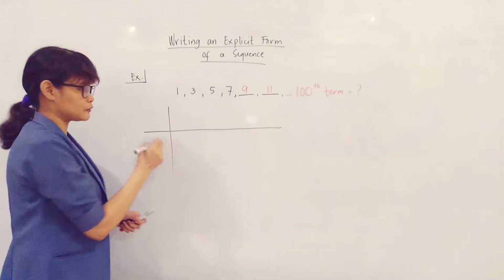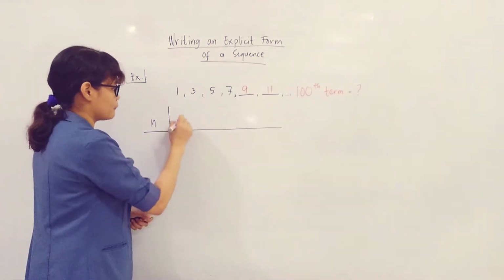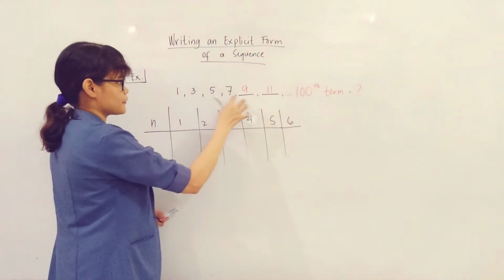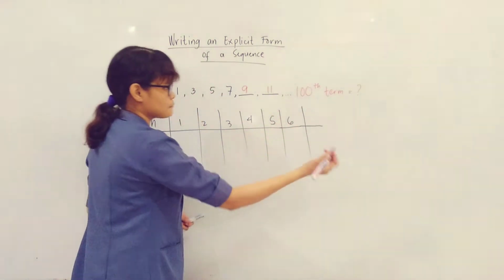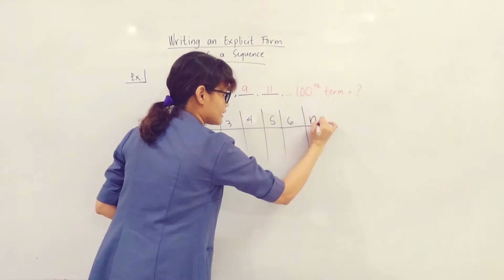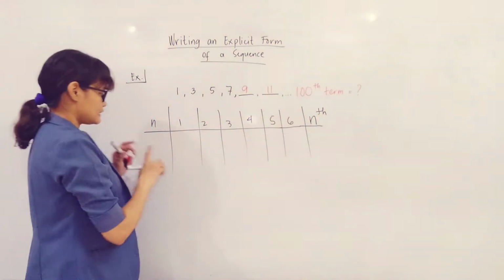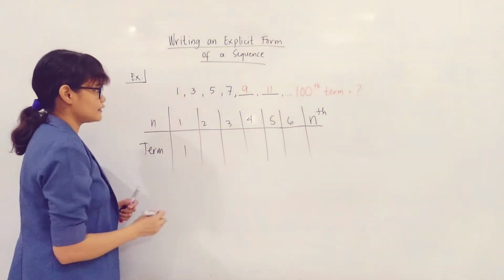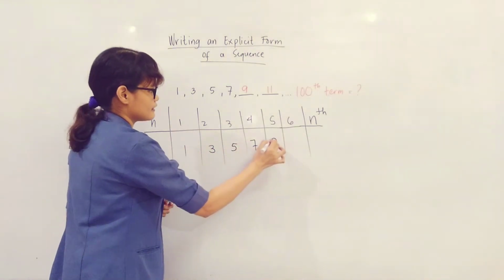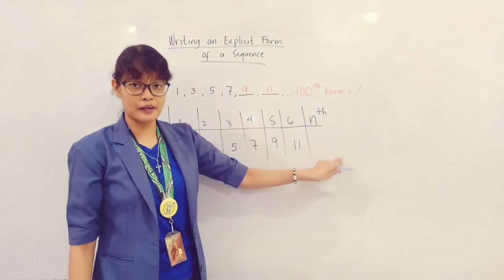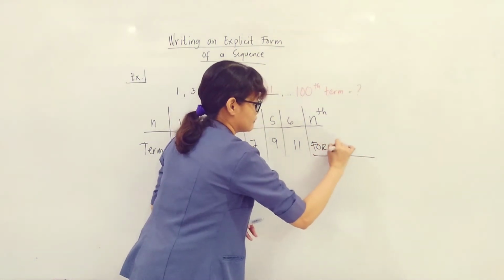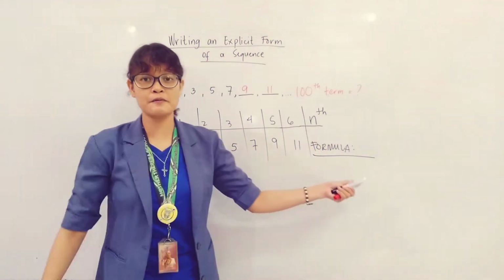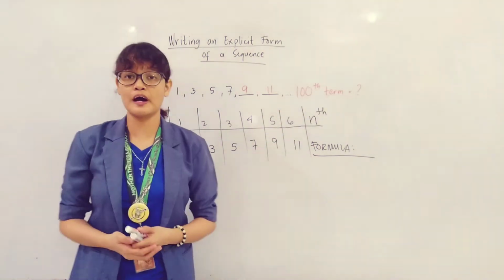Dito ilalagay natin yung position of terms. So, let that be denoted by n. So, you have 1, 2, 3, 4, 5, 6 terms. And then, say, for example, hanggang sa 100th term, where we're trying to look for the nth term. Next, dito naman, ilalagay natin yung mismong value ng term. So, you have 1, 3, 5, 7, 9, and 11. So, we are trying to look for a formula dito, a formula na susundan natin yung pattern, para mahanap na natin agad yung value ng 100th term.